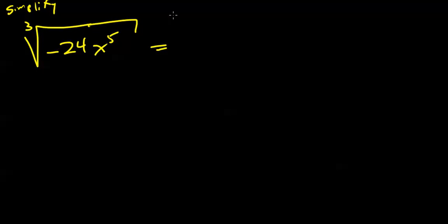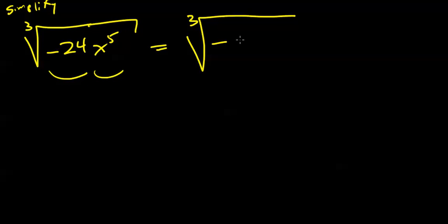Well, 24 is not a perfect third power. X to the fifth is not a perfect third power. If it was, the exponent would be a multiple of 3. Well, what I can do is take some of this stuff out, and some of the stuff's got to stay inside. Minus 24 is not a perfect third power, but it contains a factor of minus 8, which is, well, minus 24 is negative 8 times 3.